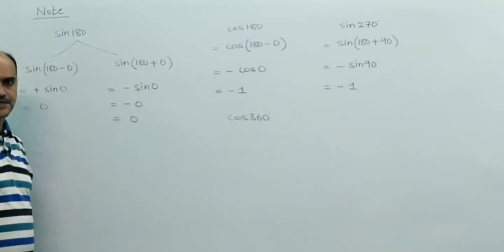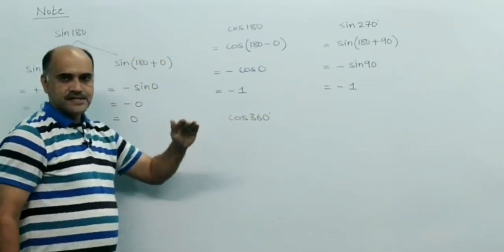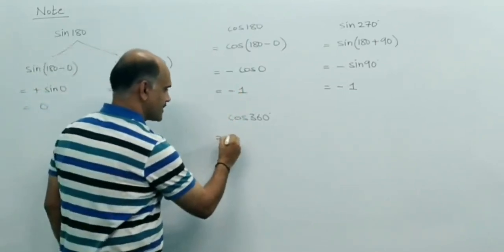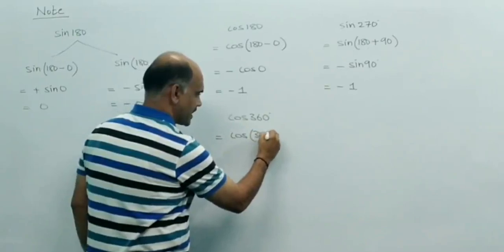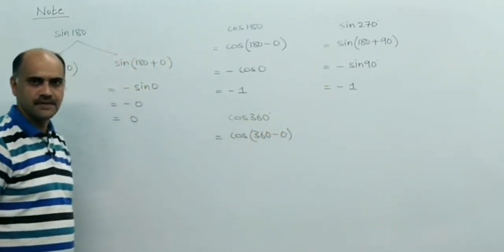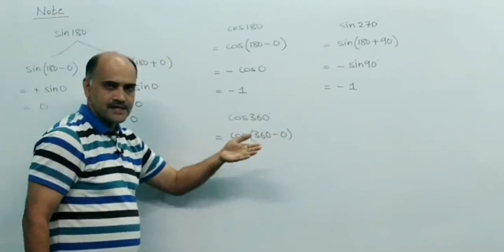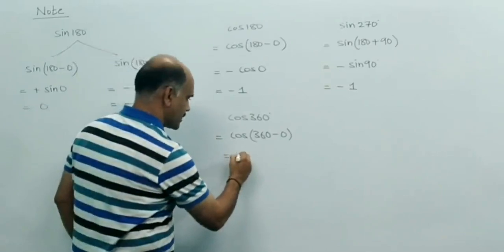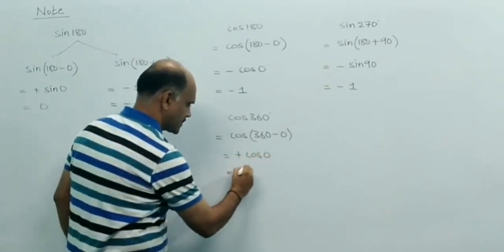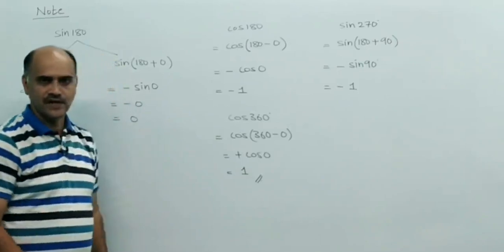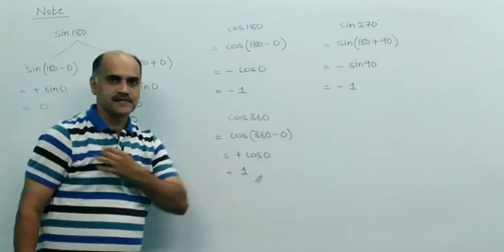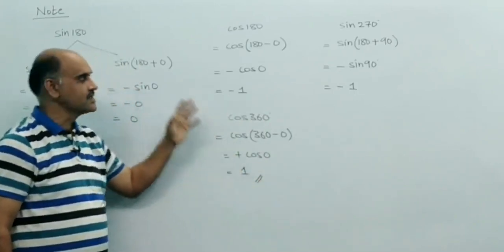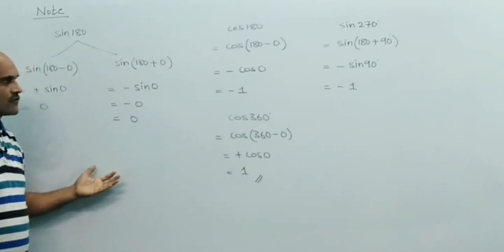Similarly, cos 360. You can write 360 as 360 plus 0 or 360 minus 0. So I will take cos of 360 minus 0. 360 minus means it is in the fourth quadrant. In the fourth quadrant cos is positive, so you will have plus cos 0. Cos 0 is 1, so the answer is 1. Even if you write 360 plus 0, it will be in the first quadrant, and again you will get 1. Clear students? These are important, which you are required to know.